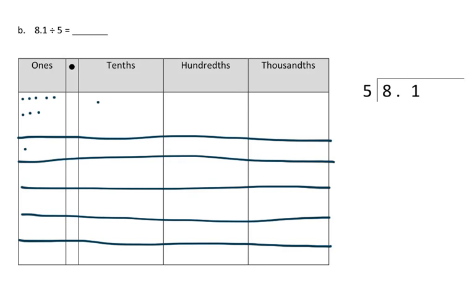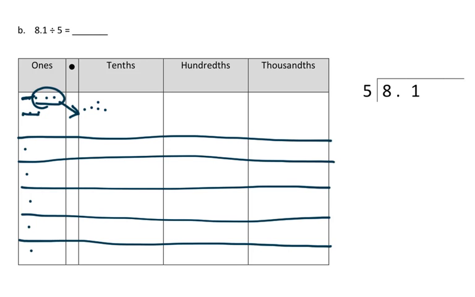So I have 1, 2, 3, 4, 5. I don't have enough to do that again, so I got rid of these 5. Okay. And I have 3 left over. So that means I'm going to be putting 30 dots in the tenths. And you can see this becomes a lot of work for the kids. So this is why I like to use the digits.